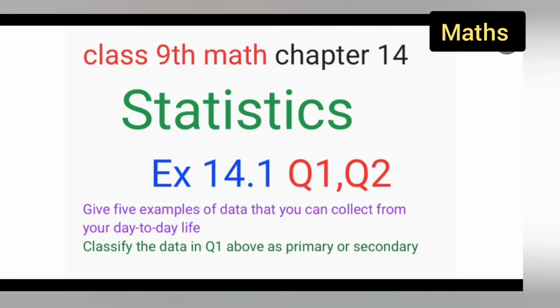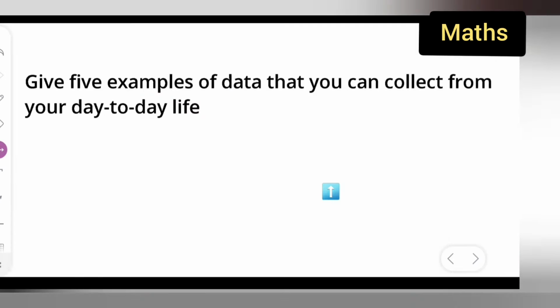Today's question is for class 9th mathematics, chapter 14 Statistics, exercise 14.1. I will be solving questions number 1 and 2 today. The first question is: give 5 examples of data that you can collect from day-to-day life. Classify the data in question number 1 above as primary or secondary. Take down the question: give 5 examples of data that you can collect from your day-to-day life.